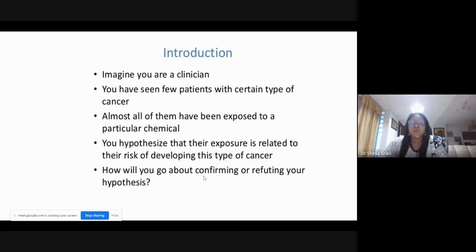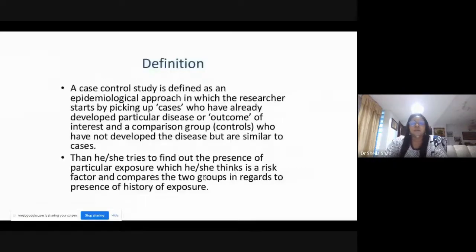So how do you go about confirming or refuting your hypothesis? So your null hypothesis is that antibiotic A does not cause any rashes among patients. Then I have another hypothesis, the alternative hypothesis: antibiotic A causes rashes among patients. So now I need to do a study to confirm whether my null hypothesis is correct or not. So we can do a case control study.